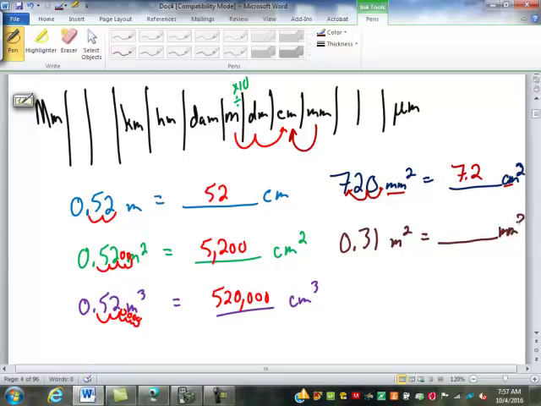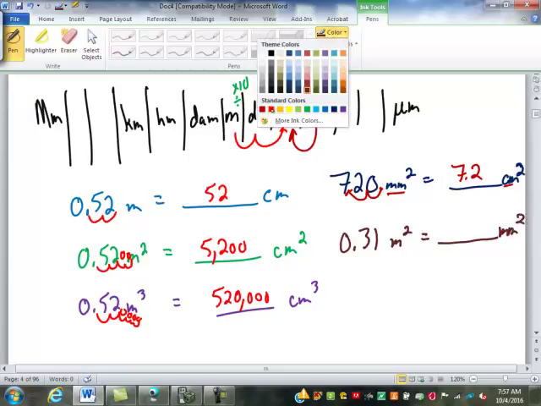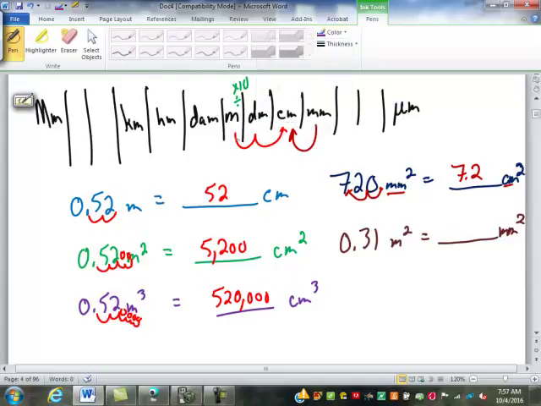0.31 meters squared going into millimeters squared. Now to get from meters to millimeters, it's 1, 2, 3 spots to the right on the chart. How far does the decimal point have to go? 6. Has to go twice as far. It's squared. So 1, 2, filling in zeros, 3, 4, 5, 6. 310,000 millimeters squared.